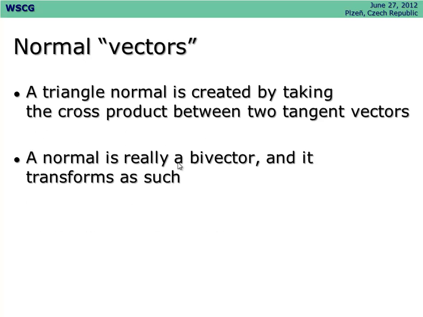And where this comes up in computer graphics is with normal directions, our normal vectors. We always compute a normal vector by taking the cross product between two tangent vectors. And we produce a bivector, and it doesn't transform the same way.